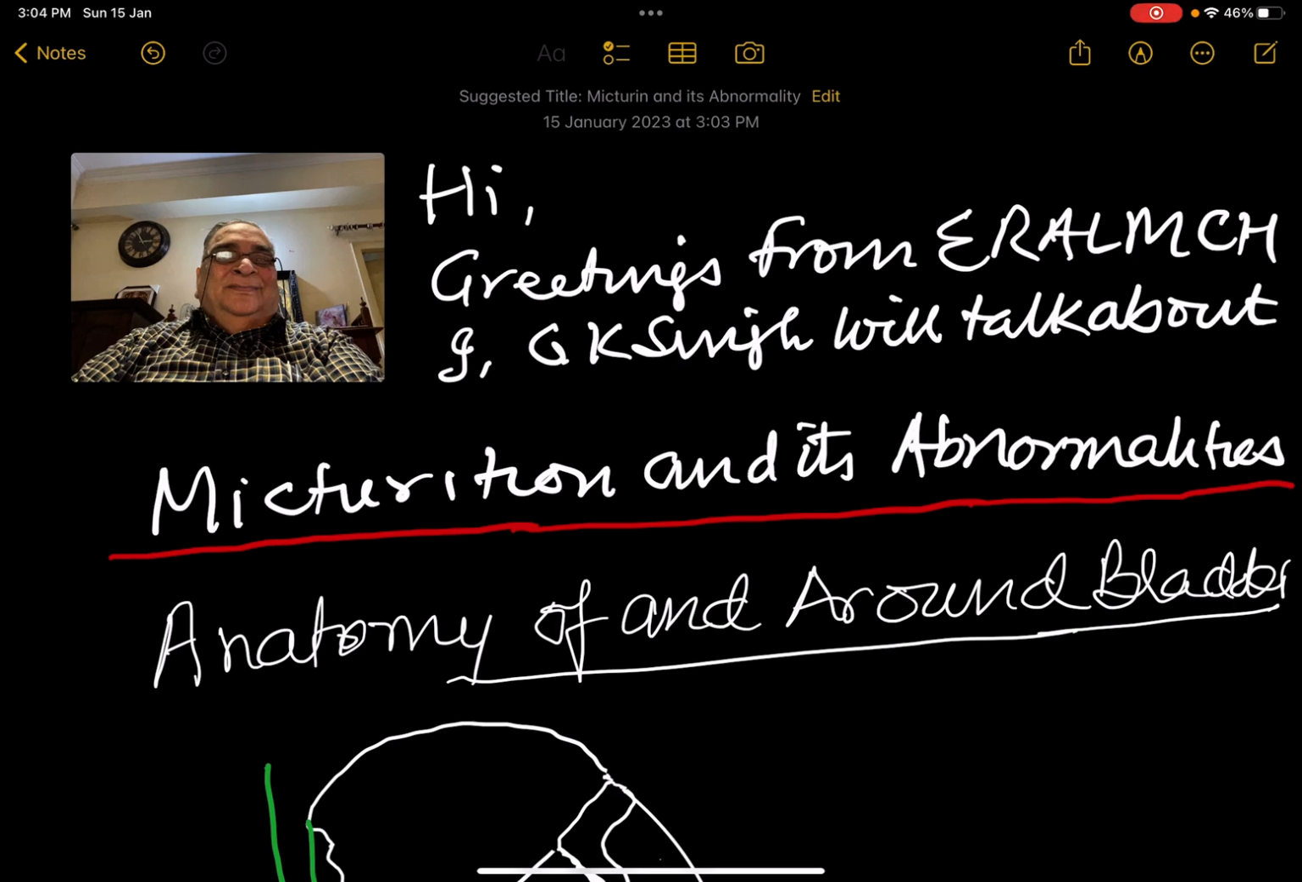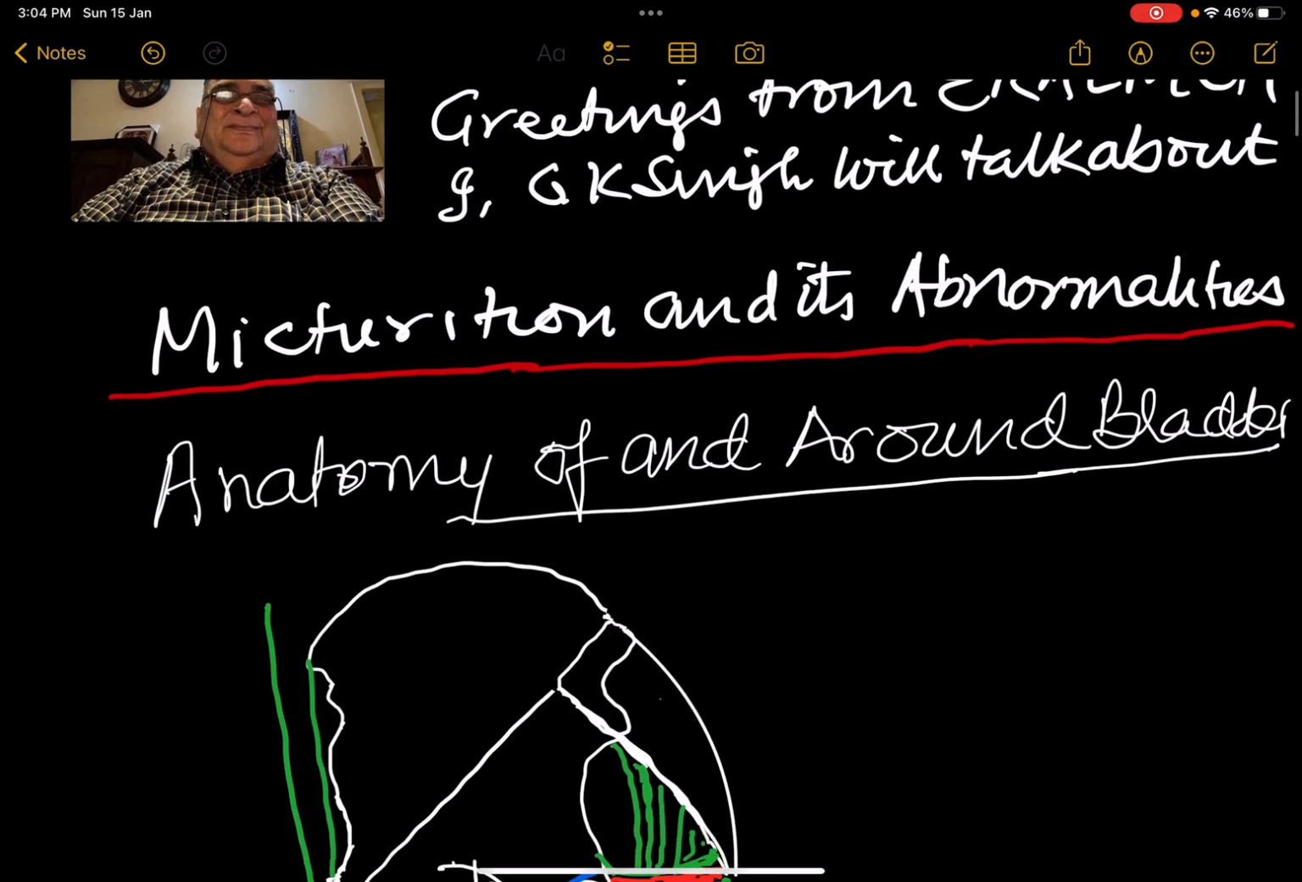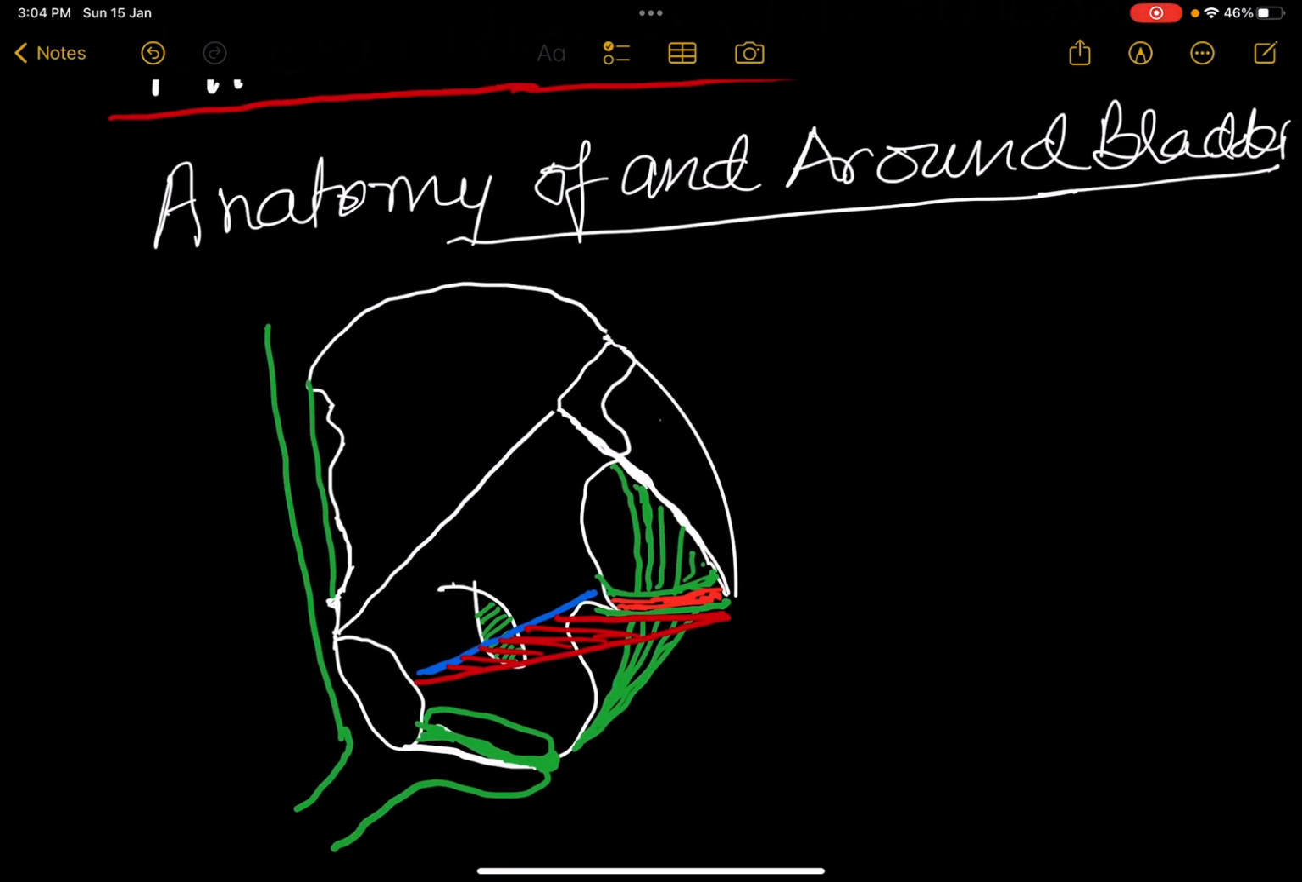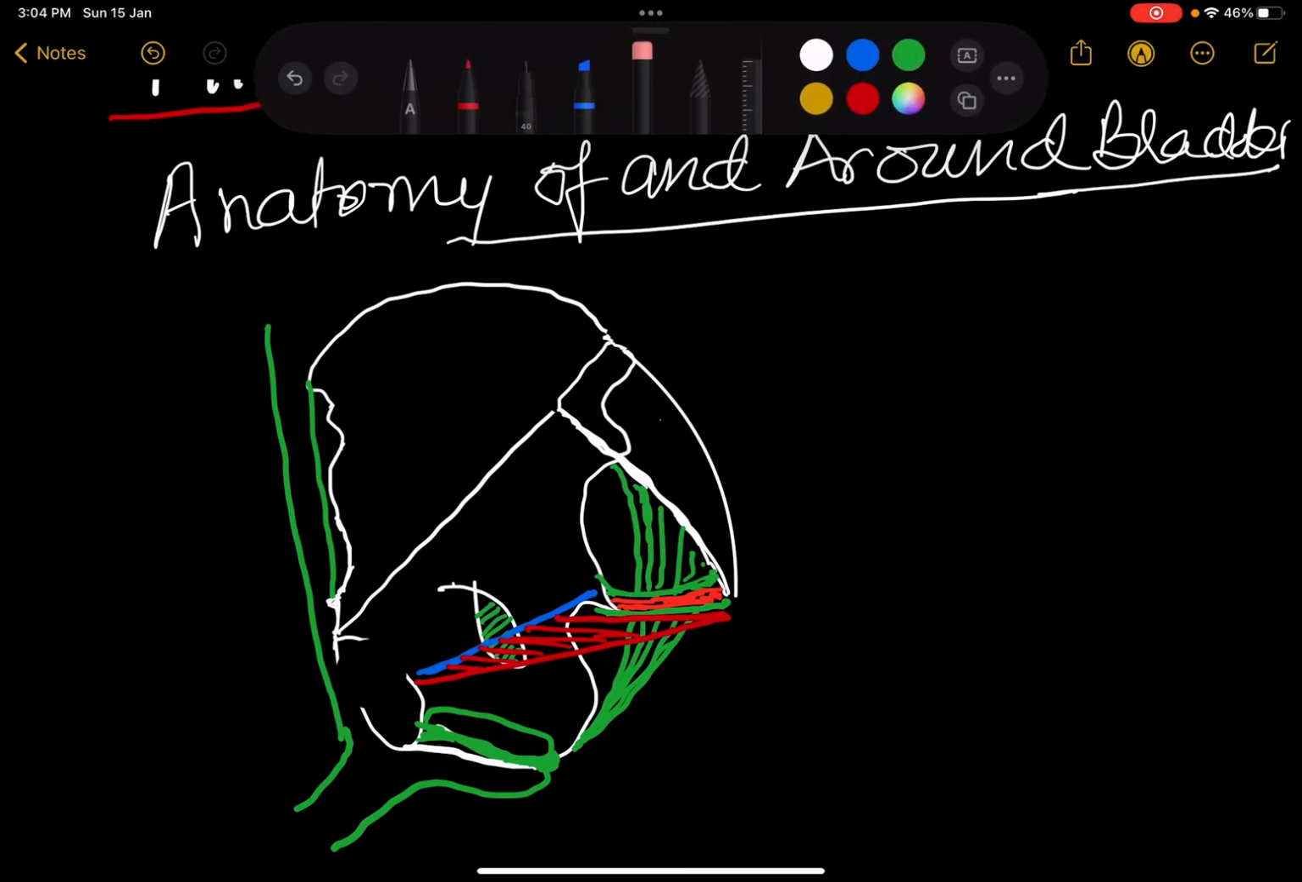I, G.K. Singh, will talk about micturition and its abnormalities. First of all, you see this pelvis, medial view of pelvis. This is the pubic symphysis.